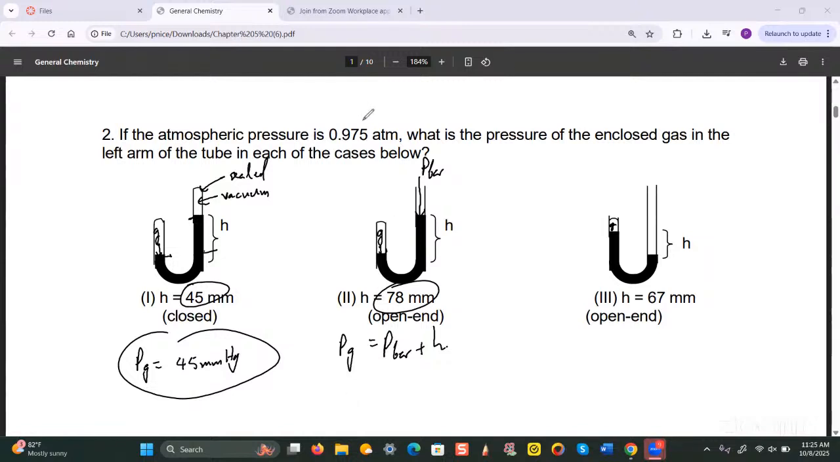Now, the thing is, they gave you the pressure of the gas in atmospheres. In order for you to use this equation here, you have to make sure that all the pressure units are the same. What that means is that we have to convert the barometric pressure, which is 0.975 atmospheres.